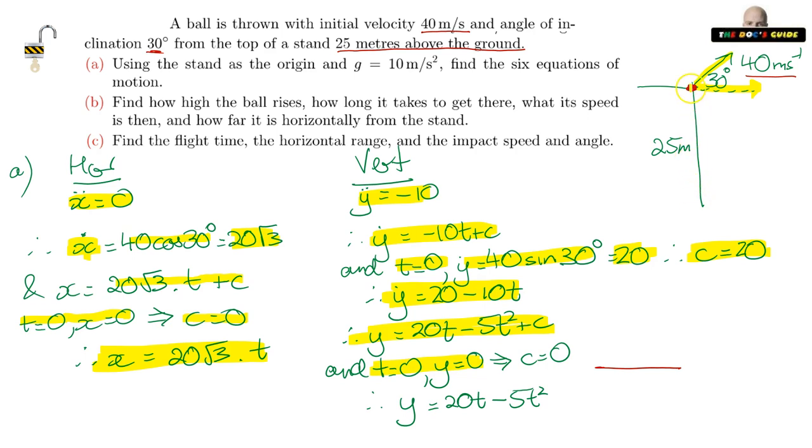We could have also said we'll let y equal 25, and in that case our reference level would have been the floor or the ground. But we've chosen to go with the top of the stand as the reference point. So our displacement equation, vertically, relative to the top of the stand, is 20t minus 5t squared.